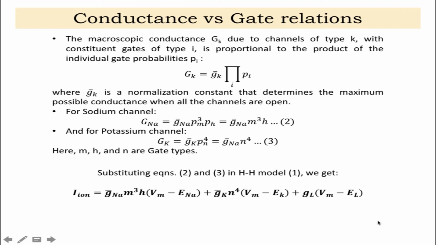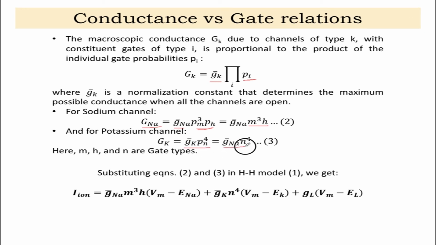Now let us say the conductance of the gates, let us call each one of the conductance of the gates in terms of GK. So it will be each individual conductance and the product of the probability of the opening of the gates. So it is GK times the product of the Pi's. Let's say we are talking about the sodium channel, then there is a gain there, GNa times PM cubed times PH. We will call it m cubed h. And similarly for the potassium channel, this is GK times Pn to the power 4.